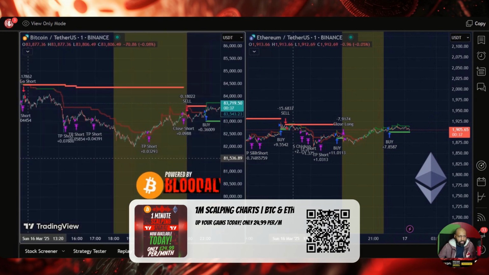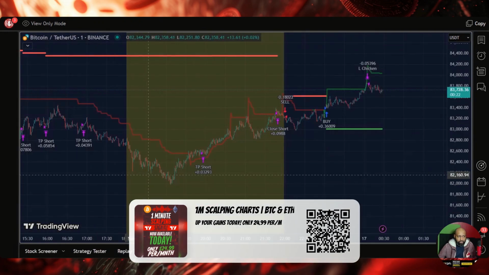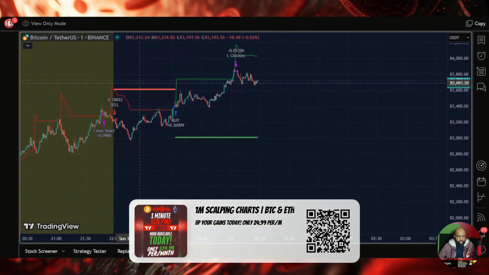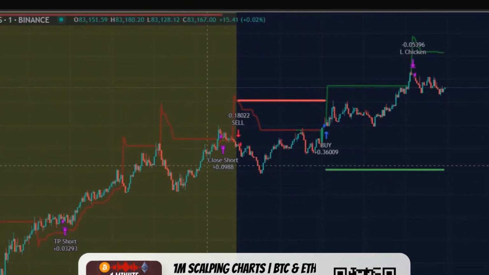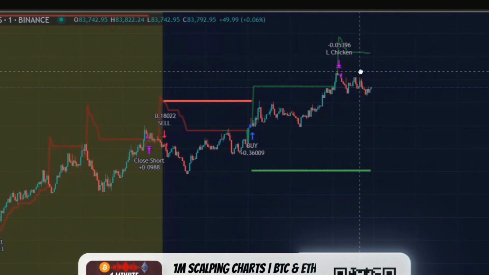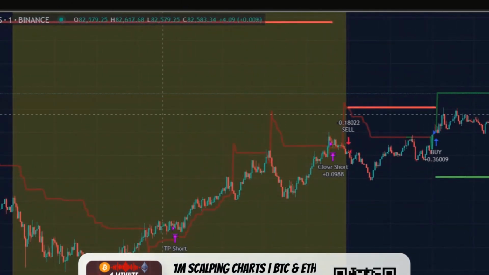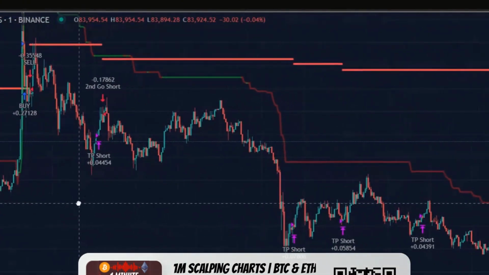Now, it's fairly simple to use, actually very easy to use. Let's take a look at Bitcoin versus USDT first. As you'll see here, you'll see blue arrows for buy. You'll see red arrows for sell. It's really that simple. The purple magenta colored arrows or icons are going to be your take profits for either your longs or shorts, depending on which direction we're going in the markets.